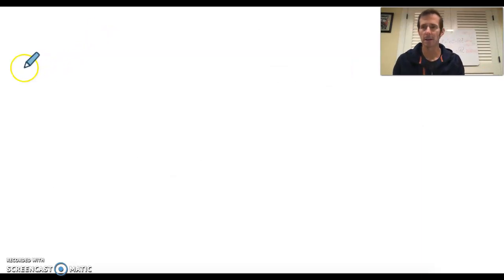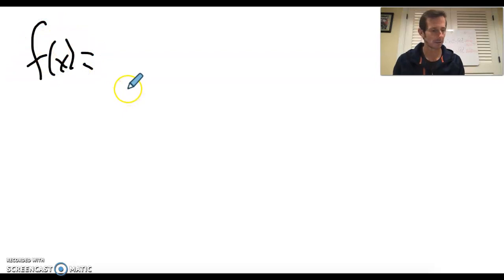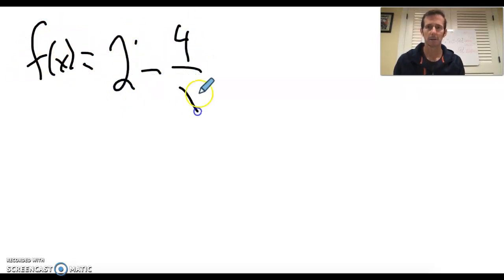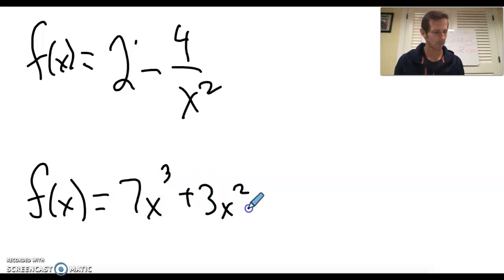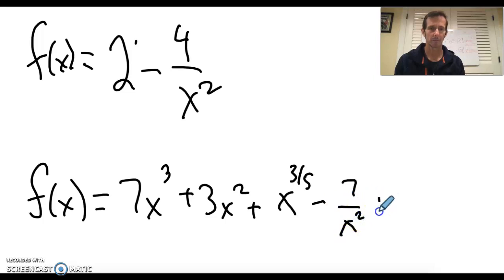I'm going to extend these out a little bit, which just means I'm going to write them a little more extensively than the ones I just gave you. So let's see, here's a good one. This will just test your boundaries. 7x cubed plus 3x squared plus x to the 3/5 minus 7 over x squared plus 2.